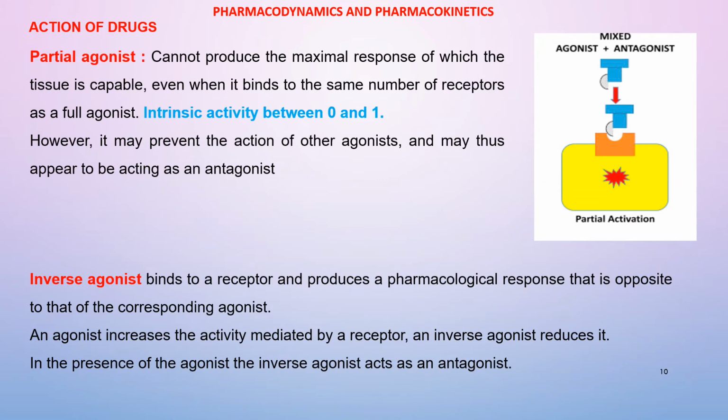Partial agonist. It cannot produce the same maximal response as an agonist. Its intrinsic activity ranges from 0 to 1. The binding of the partial agonist prevents the action of other agonists and may thus appear as an antagonist in the reaction. Inverse agonist binds to a receptor to produce a response that is opposite to the corresponding agonist.